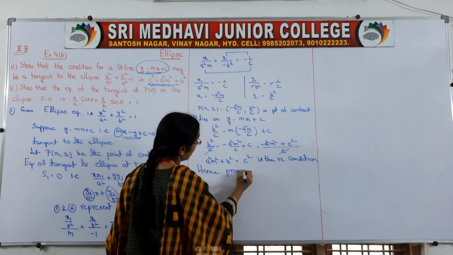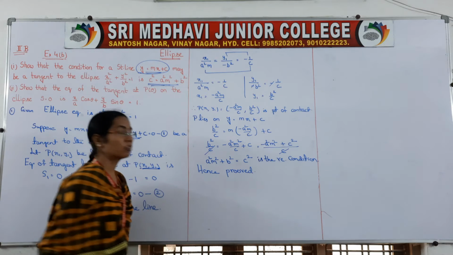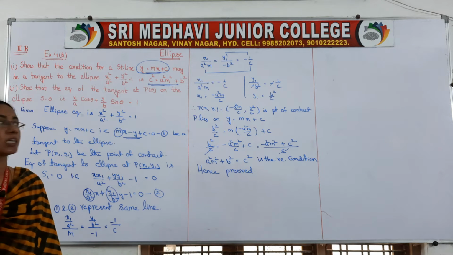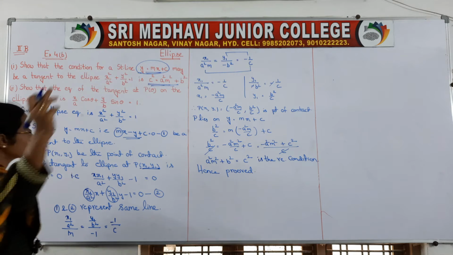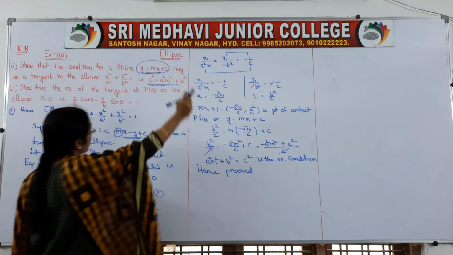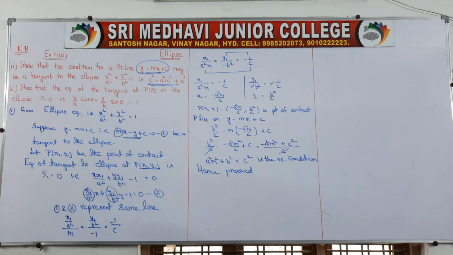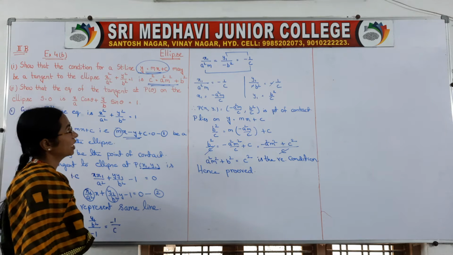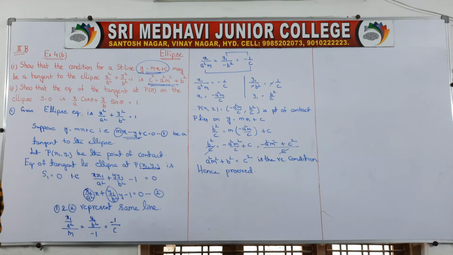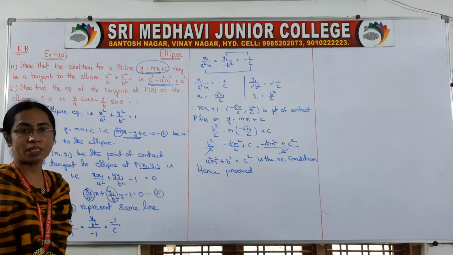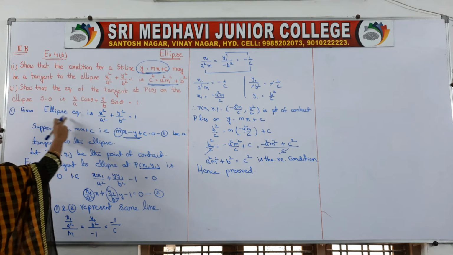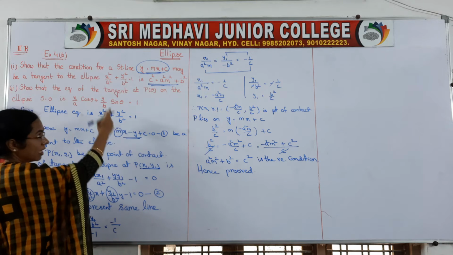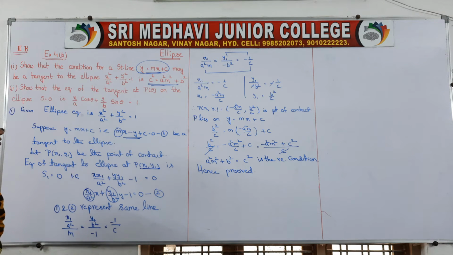So whenever we have show that, prove that, we have to write hence proved. Okay. So once again, what is that? We have to prove that the condition for the line y is equal to mx plus c to be a tangent to the ellipse x square by a square plus y square by b square is equal to 1 is c square is equal to a square m square plus b square. Okay. So first, the given ellipse equation is this one, a standard ellipse equation.